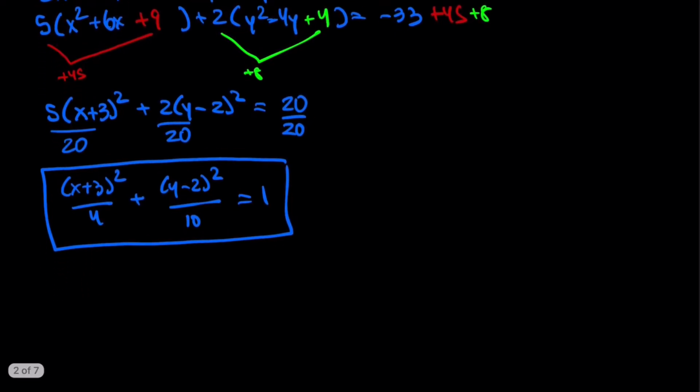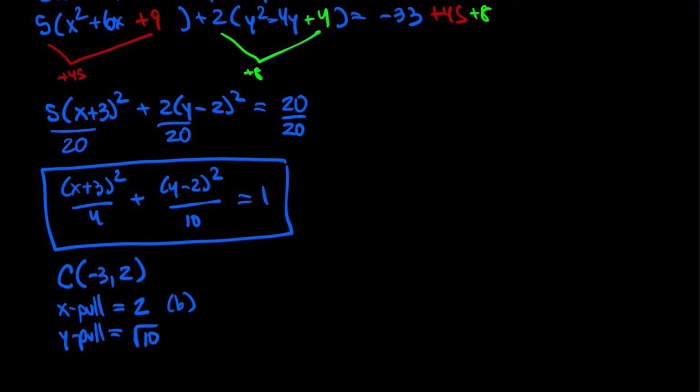So now from that, right away, I can get 3 pieces of information. My center, negative 3, 2. My x-pole, square root of whatever's under the x, that's going to be a 2. And notice that's the smaller of the 2. That's going to be your b value also. Y-pole, square root of 10. This is the first time we're seeing an x or a y-pole that's not a perfect square. That's going to be approximately 3.1, and that's going to be your a term.